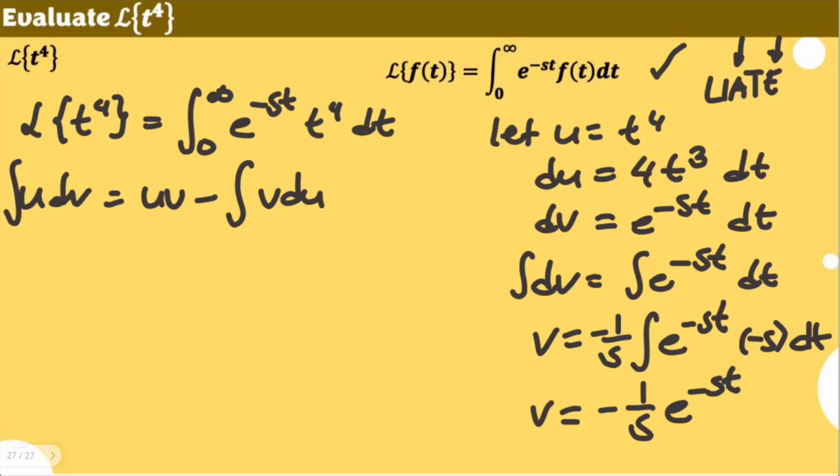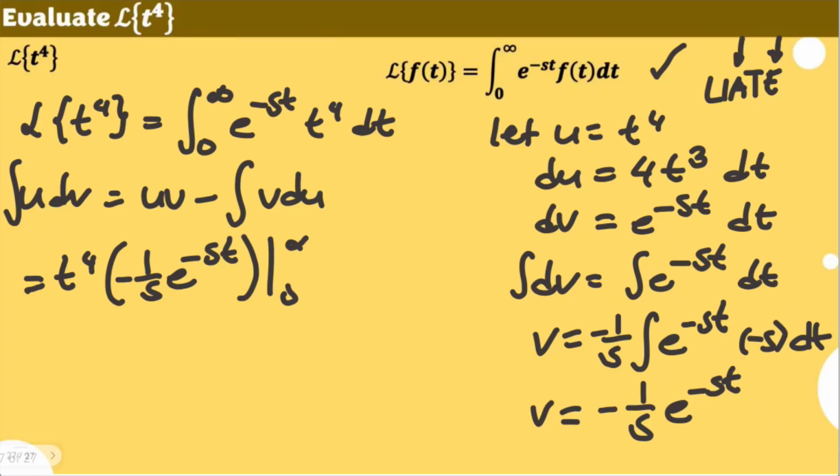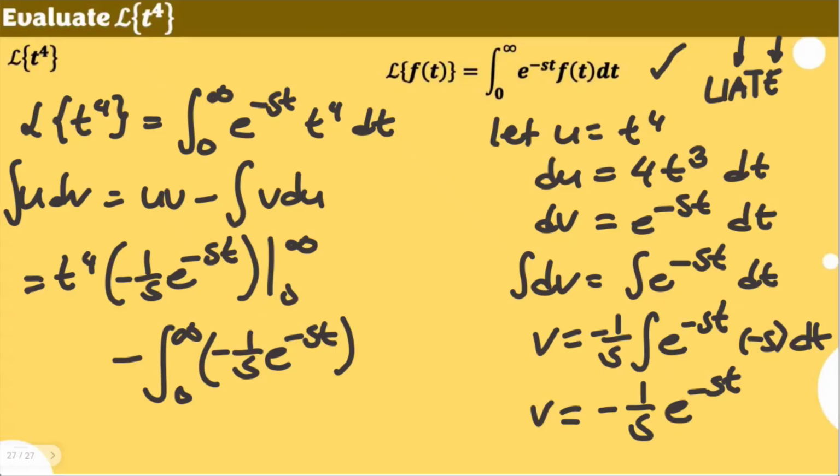That would mean the Laplace transform of t to the power of 4 is a combination of u, t to the power of 4, times your v, which is negative 1 over s e to the power of negative st, evaluated from 0 to infinity, minus the integral from 0 to infinity of your v, negative 1 over s e to the power of negative st, times your du, which is 4 times t cubed dt.